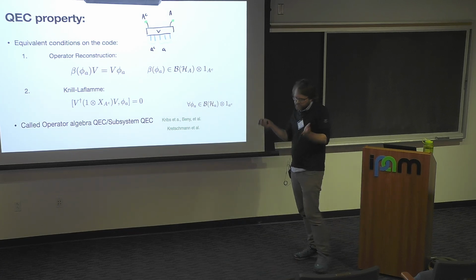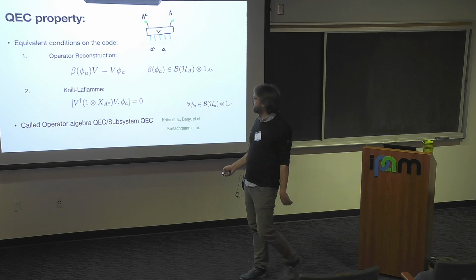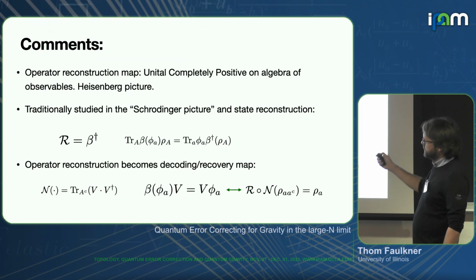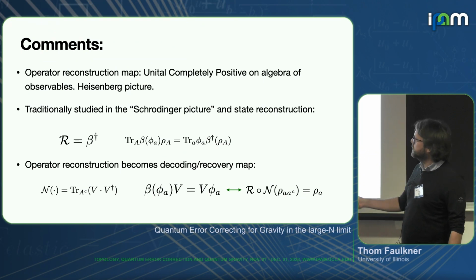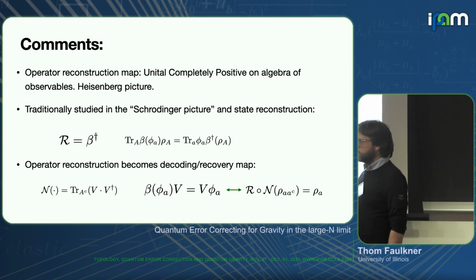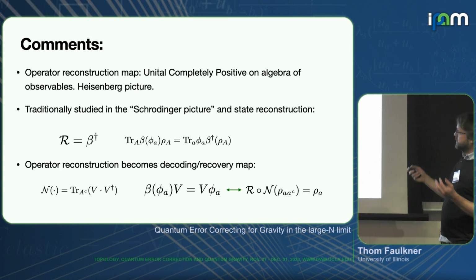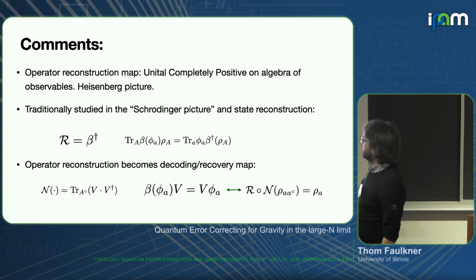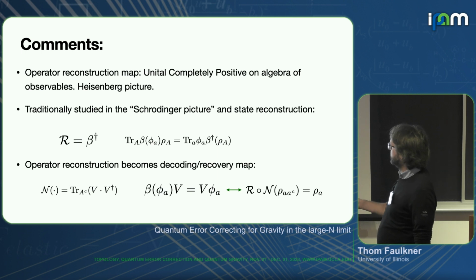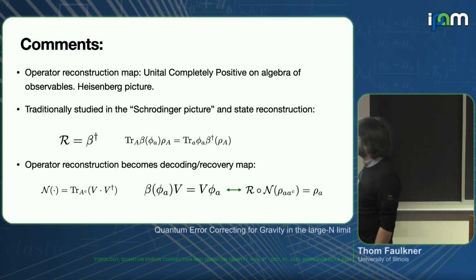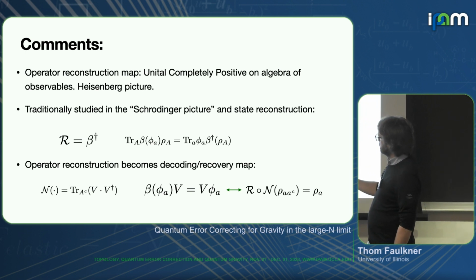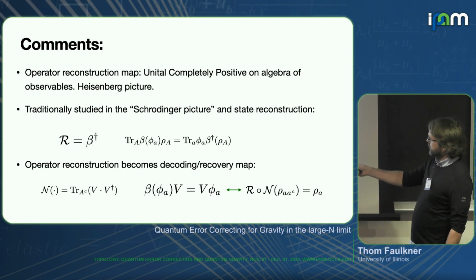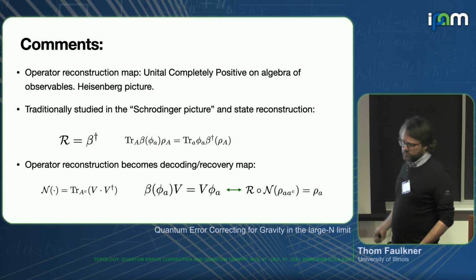Beta itself is a quantum channel. So let me say that. Operator reconstruction uses this unital completely positive map on the algebra of observables. So it's a quantum channel in the Heisenberg picture. You might be used to the Schrödinger picture where you have a CPTP map, but it's convenient for this talk to work in the Heisenberg picture. The Schrödinger picture is defined by instead of acting on the operators, you act on the states. These are totally equivalent descriptions.